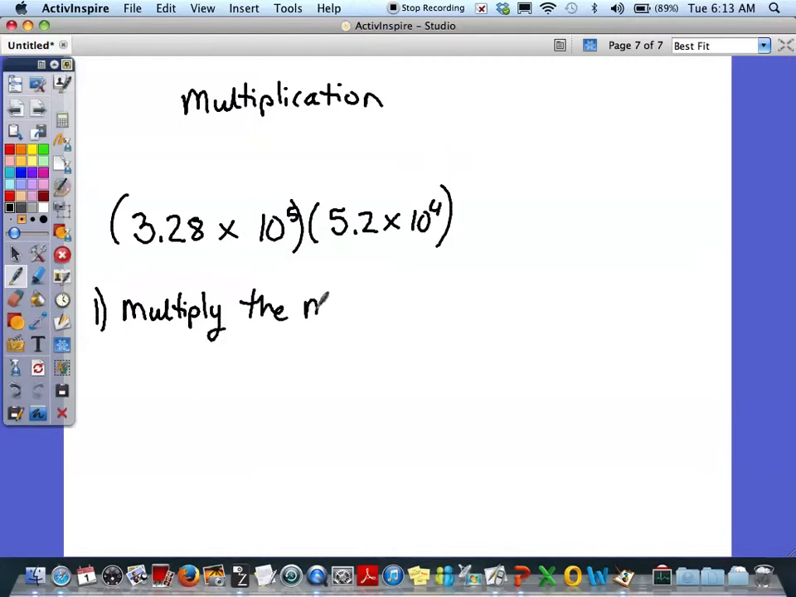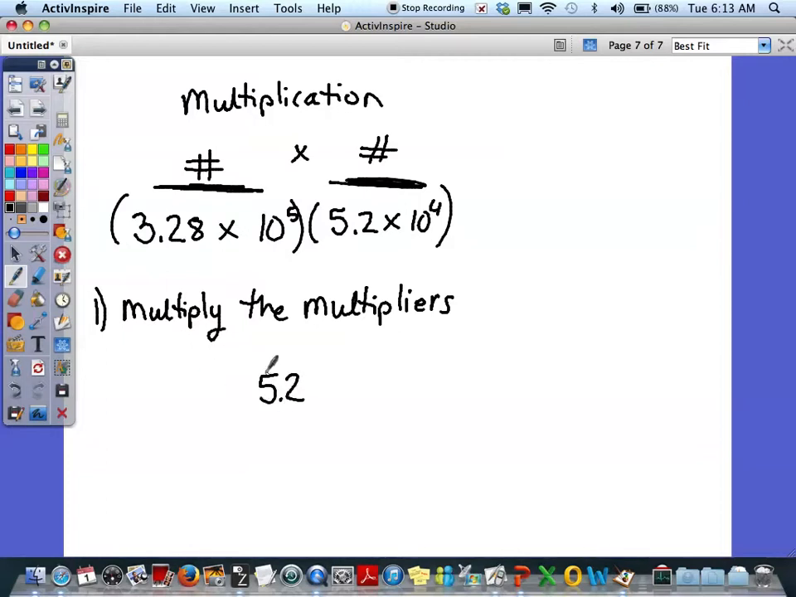the multipliers. That sounds kind of funny. Remember that the multipliers are the numbers that are being multiplied by the power of 10. There are two multipliers in this problem. I like to look at this whole number as one number, and this whole thing over here as one number. So I'm multiplying a number times a number. Both are in scientific notation, so I start by multiplying the multipliers: 5.2 times 3.28.